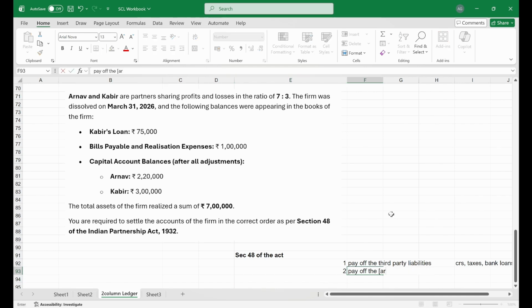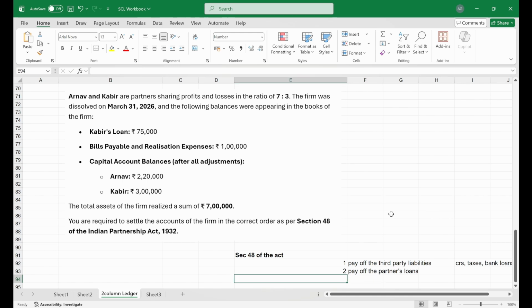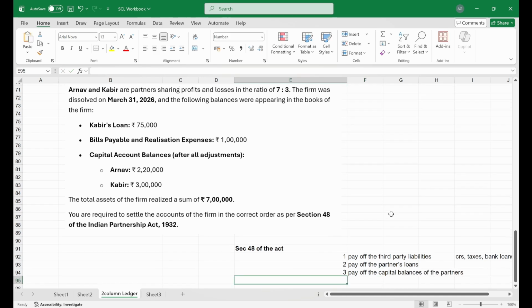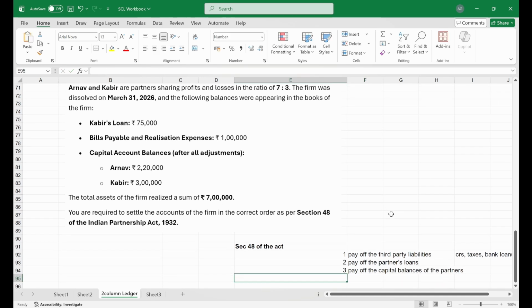Once you pay off all those liabilities, if you still have money, then you pay off the partners' loans. Partners would have given loans, okay, right? So partners' loans, how many ever partners have given loans, you pay off that secondly. So first is third party, second is partners' loan. After you pay off the partners, if you still have some money, with that you pay off the capital balances of the partners. The third order is capital balances will be paid off.